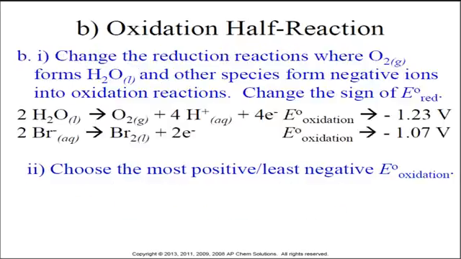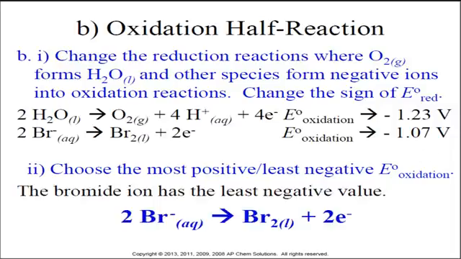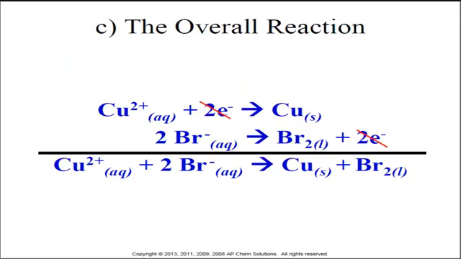So then we look at our negative ions in relation to our water. Which reaction is going to have the most positive or the least negative oxidation value? Remember to change the sign of your reduction values to oxidation. So that's going to be your bromide ion that has the least negative value. When we write our overall reaction, we have to make sure that our electrons cancel. So you may have to multiply to make sure that they cancel, and make sure that your reaction will balance overall. So make sure you have a coefficient of 2 on your bromide ion to balance out your bromine gas.